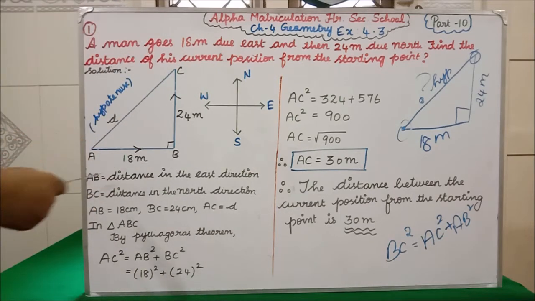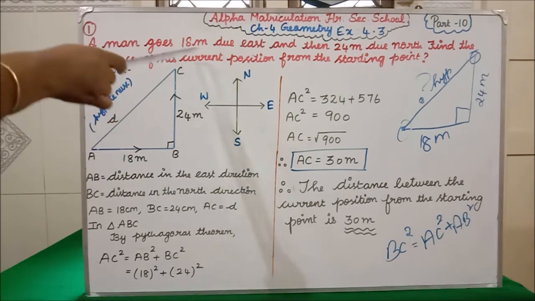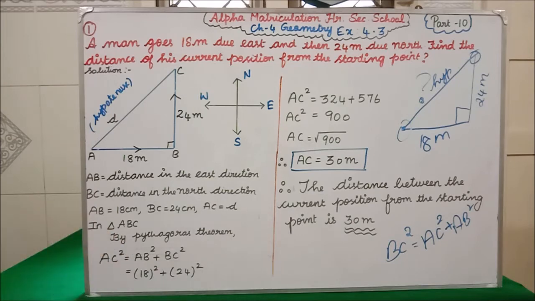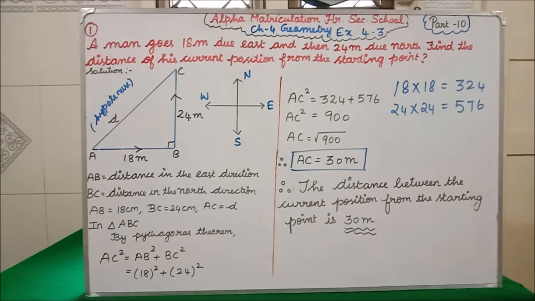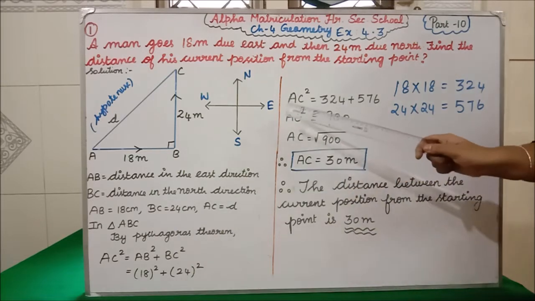AB distance is 18, whole square, plus BC distance is 24, whole square. So 18 square means what, students? 18 square is nothing but 18 into 18. Similarly, 24 square is 24 into 24. See here, 18 into 18 is 324. 24 into 24 is 576. So on this side I am writing AC square.